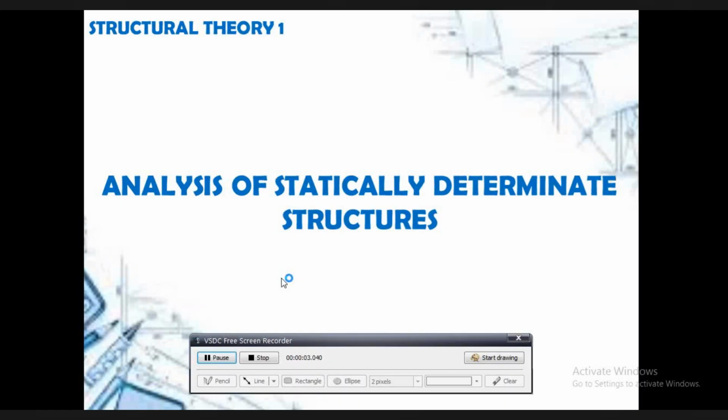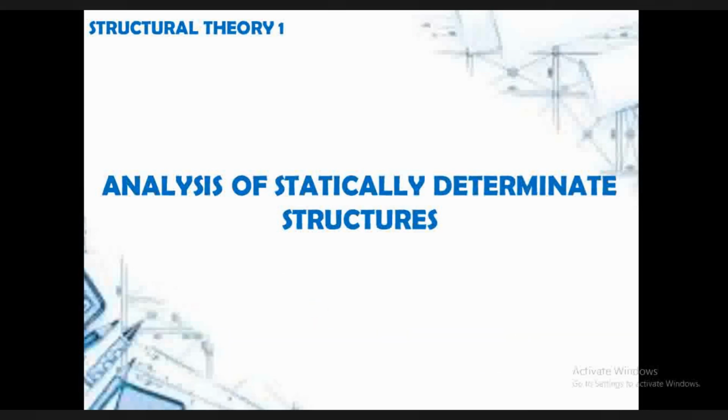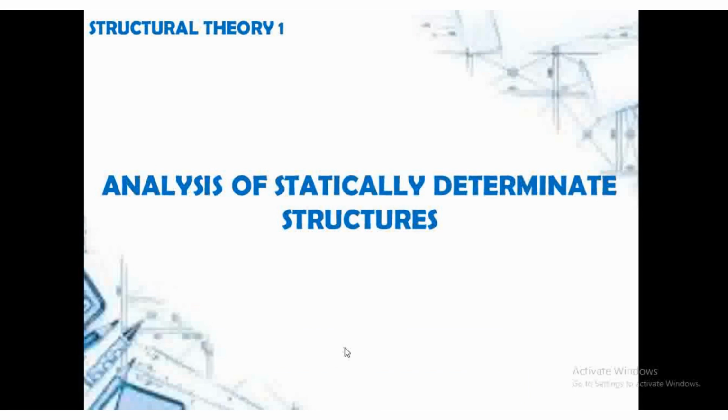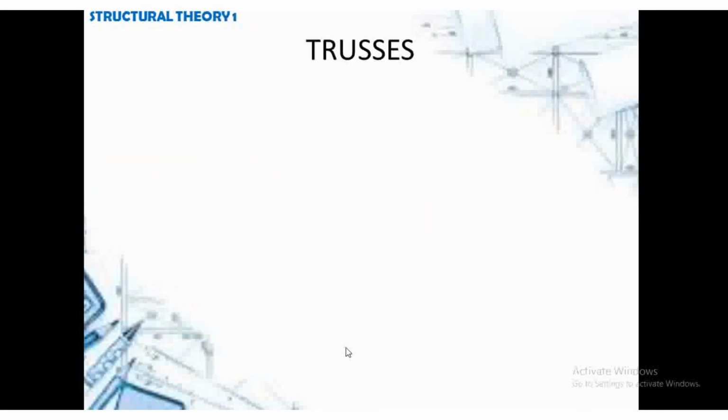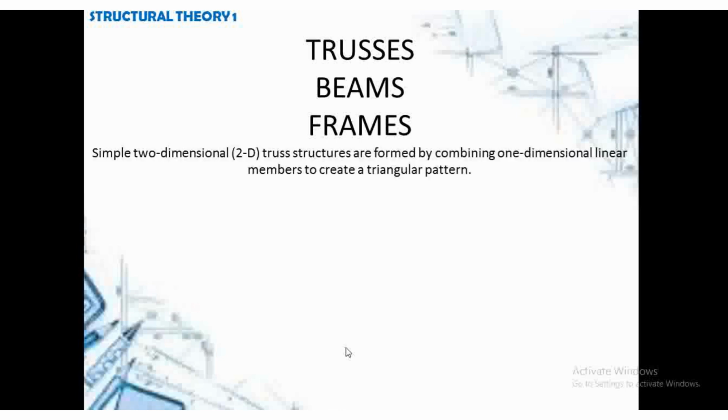Structural Theory 1. Chapter 2 is the analysis of statically determinate structures. Our concern here are trusses, beams, and frames. But for lesson 2, our main concern will be on trusses. So what is a truss? A truss is a simple two-dimensional structure formed by combining one-dimensional linear members to create a triangular pattern.